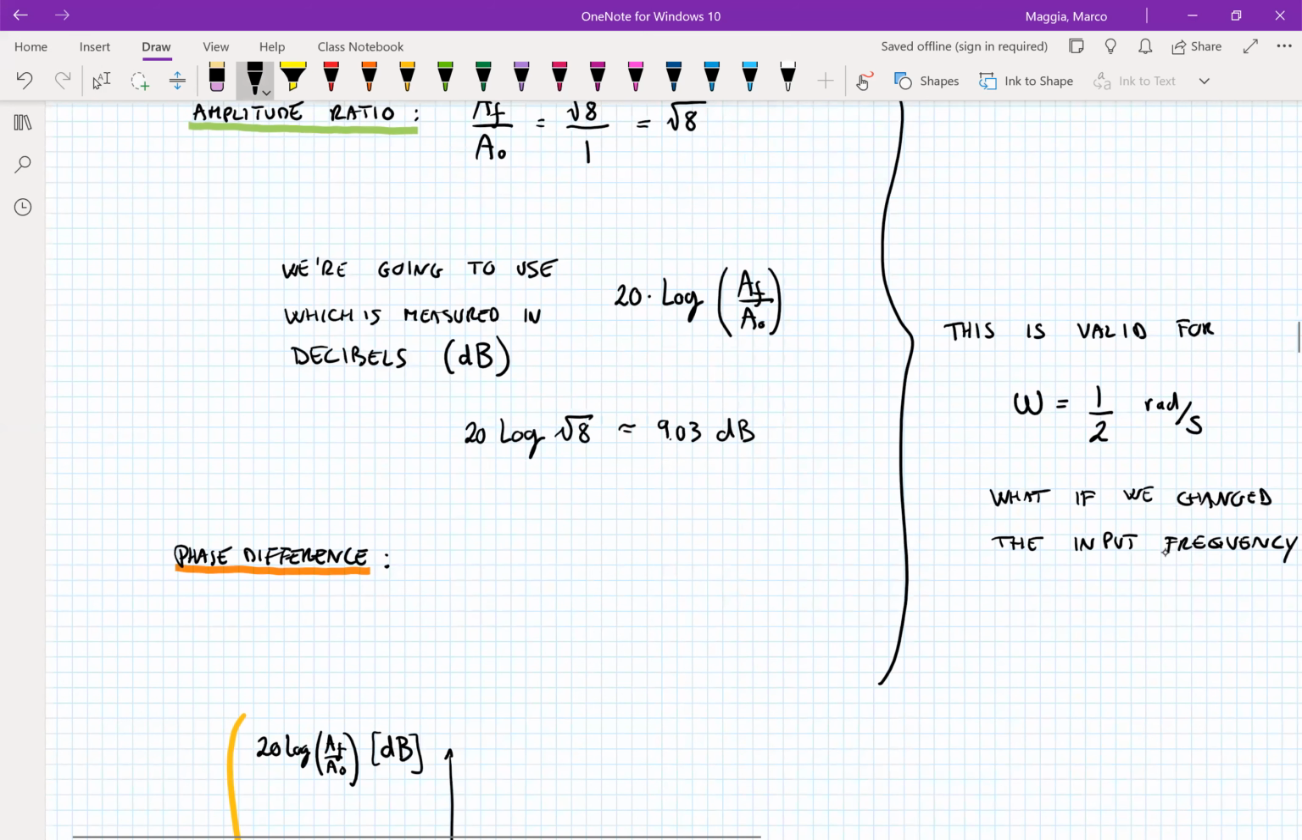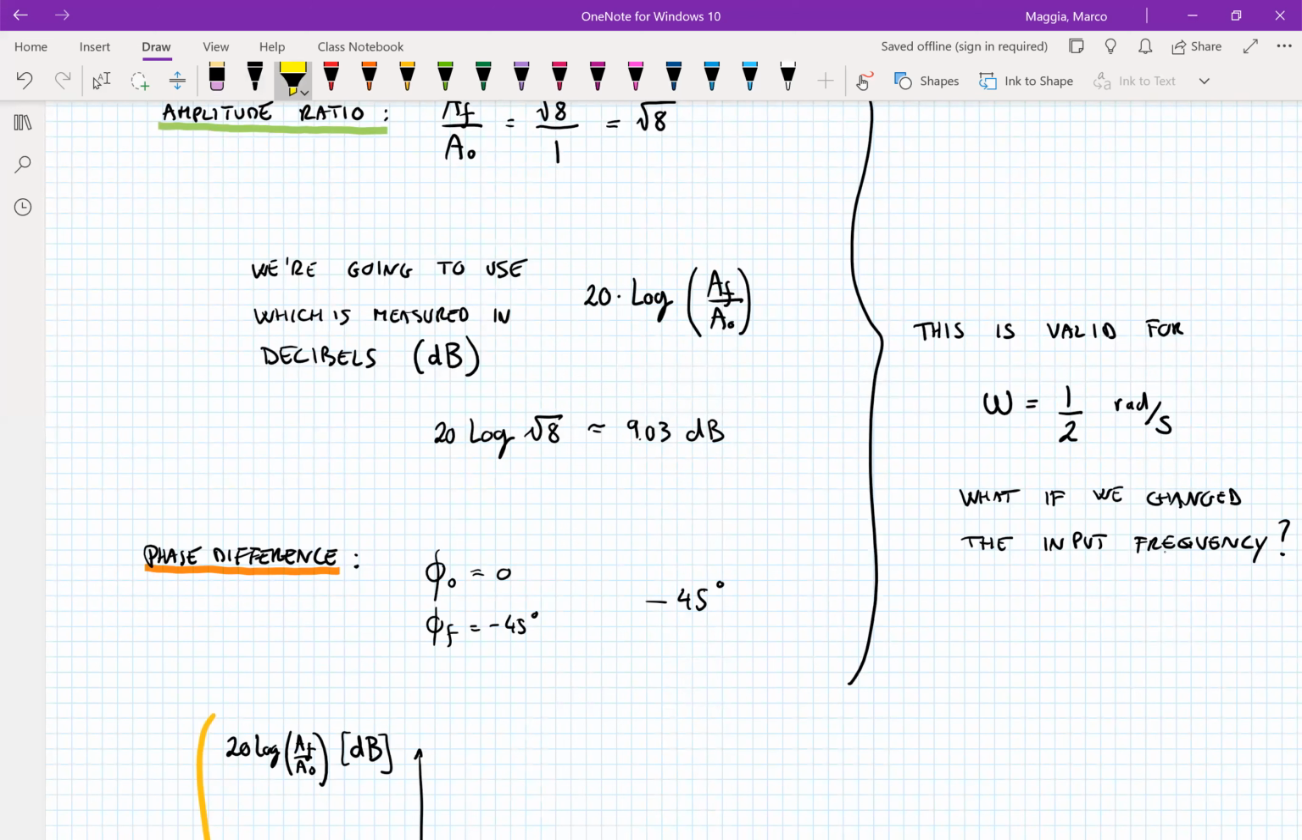What about the phase difference? Well, the initial phase was 0, and the final phase was minus 45 degrees. So the phase difference is just minus 45 degrees. So the output lags by 45 degrees with respect to the input. Okay, great.